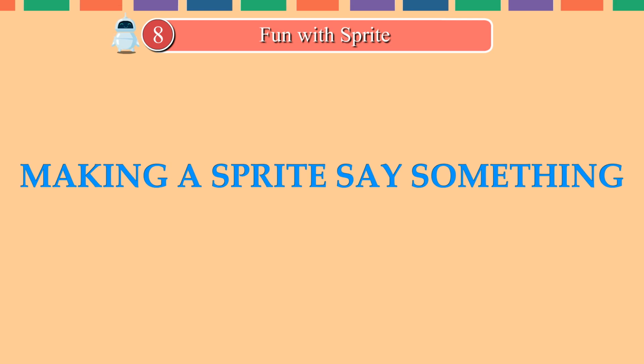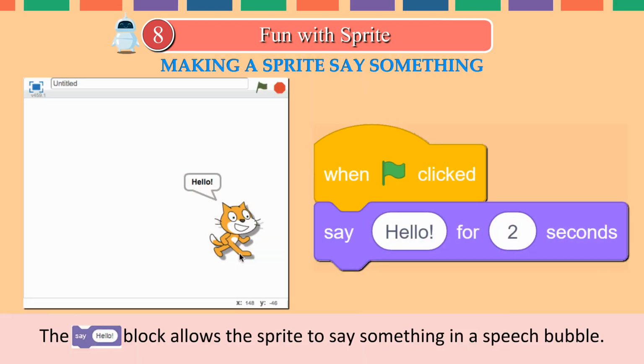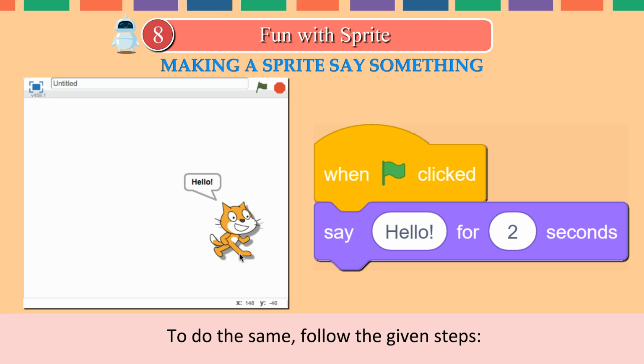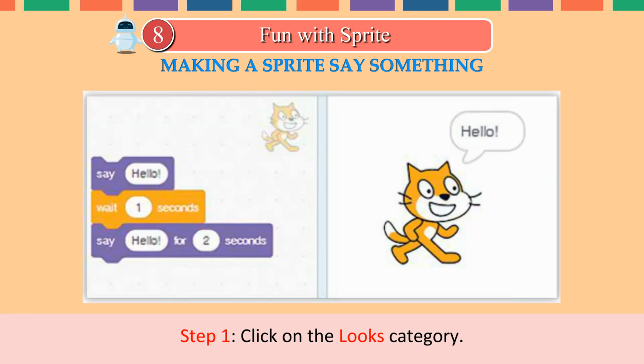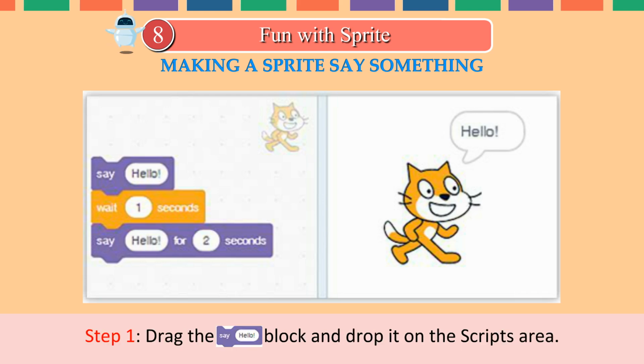Making a sprite say something. The Say Hello block allows the sprite to say something in a speech bubble. To do the same, follow the given steps. Step 1. Click on the Looks category. Drag the Say Hello block and drop it on the Scripts area.